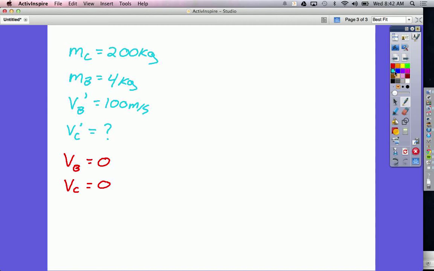So from here we can use our conservation of momentum equation, which would be the momentum of the cannon plus the momentum of the ball equals the momentum of the cannon after the ball is fired plus the momentum of the ball after it's fired.